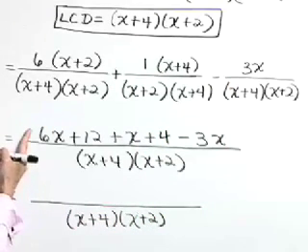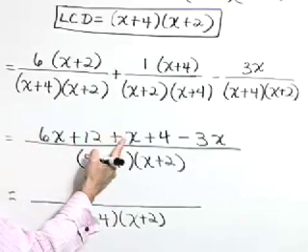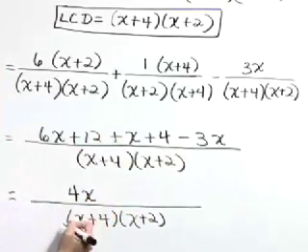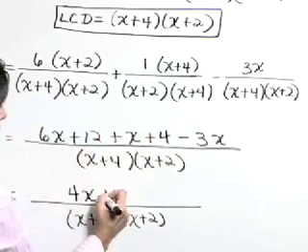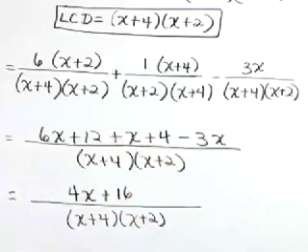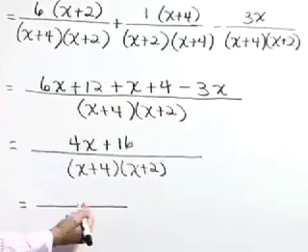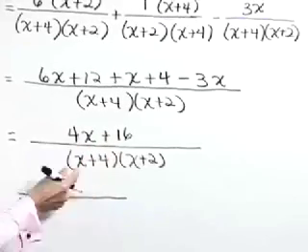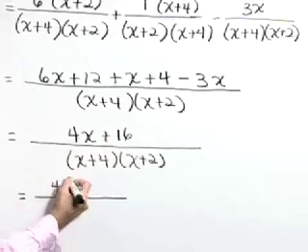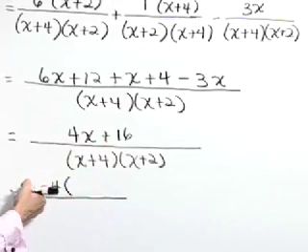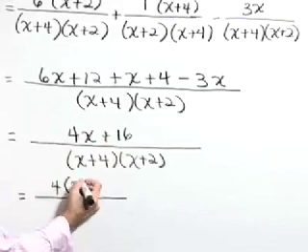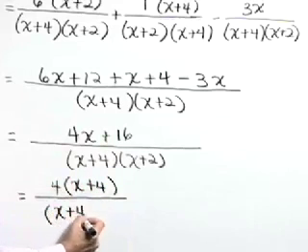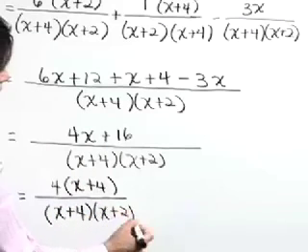Combining like terms in the numerator, we have a 6x plus x, that's 7x, minus 3x gives 4x. Combining our numbers, 12 and 4 is 16. Now as the last step, let's see if this is in its simplest form, or if we can cancel out any common factors. This numerator is actually going to factor. Pull out that greatest common factor of 4, and let's rewrite it as 4 times the quantity x plus 4 over our denominator, x plus 4 times x plus 2.